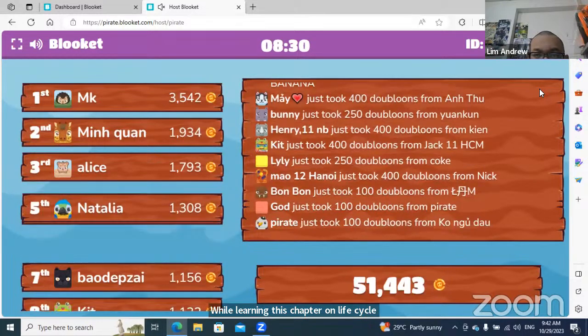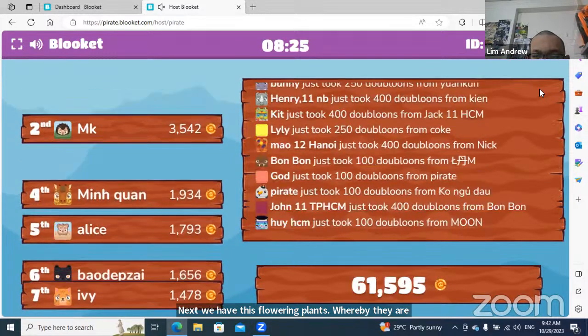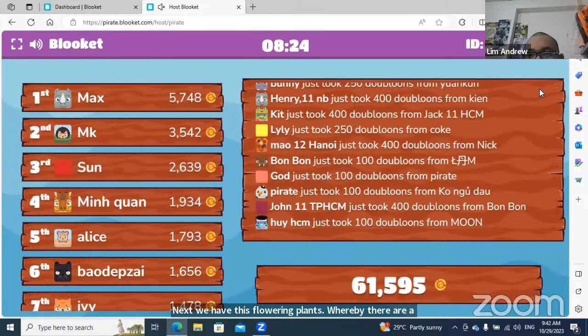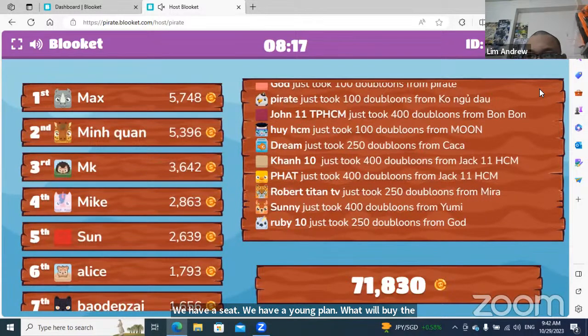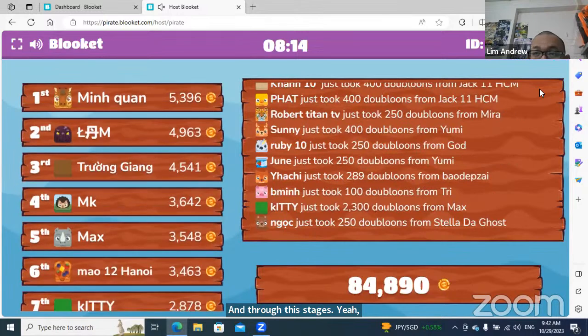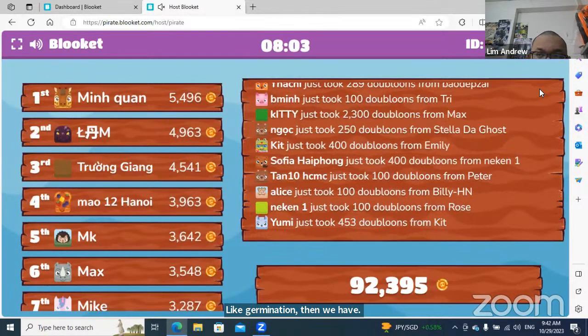Next, we have the flowering plant, whereby there are a few stages of life cycle. We have the seeds, we have the young plant, followed by the adult. Through these stages, there are different types of processes like germination, then we have pollination, fertilization, and seed dispersal. Right? So enjoy this first game.